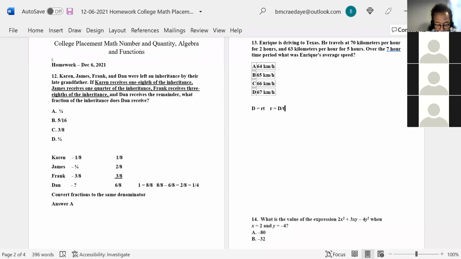I think you add 70 and 63, and you divide it by 7. That's what I have. Yeah, time, right? No, how would you find the distance? You multiply 70 by 2 hours. Yes, that's right, Maureen. You have to multiply the rate times the time. But you have to do that for both distances, right?